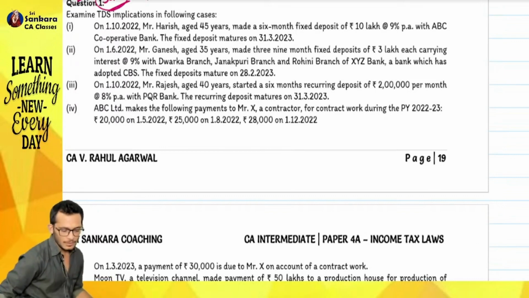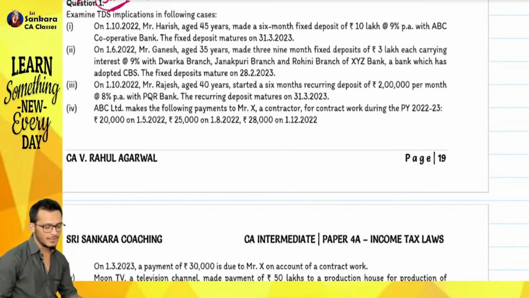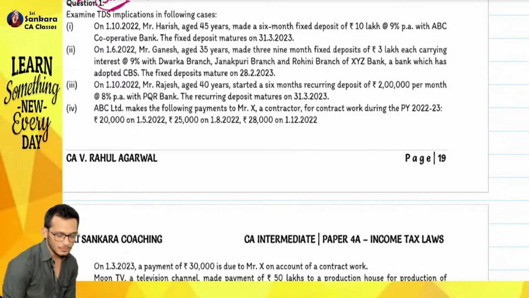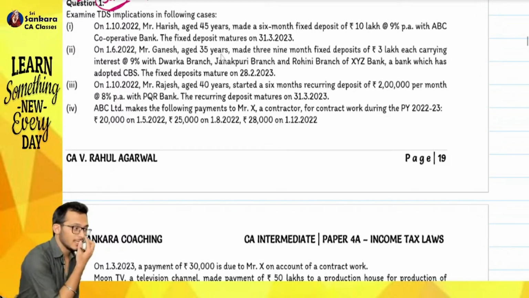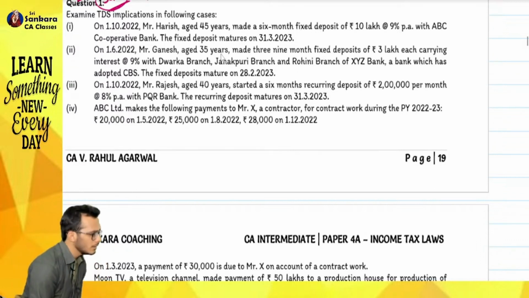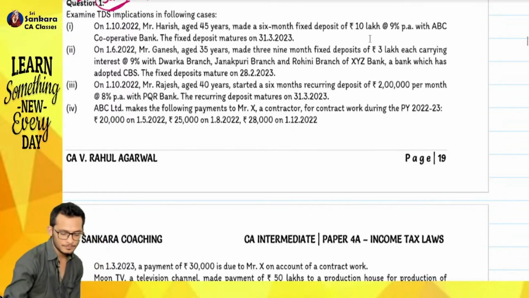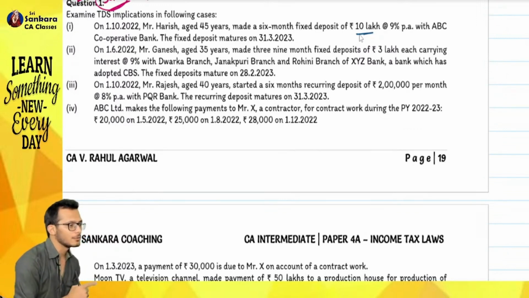Question number 1. You're required to examine the TDS implications in the following cases. On 1st October 2022, Mr. Harish, age 45 years, made a 6 months FD of 10 lakh rupees at 9% per annum with ABC Cooperative Bank. The fixed deposit matured on 31st March 2023. So Mr. Harish has taken a 6 months FD from a bank. That bank is giving you interest of 9%, which means you are in TDS 194A.